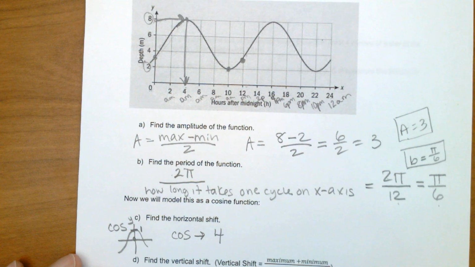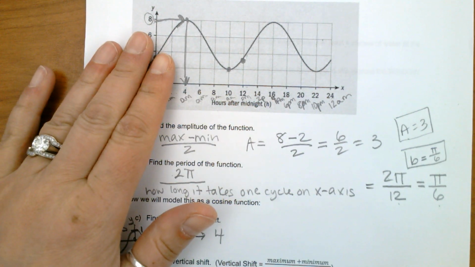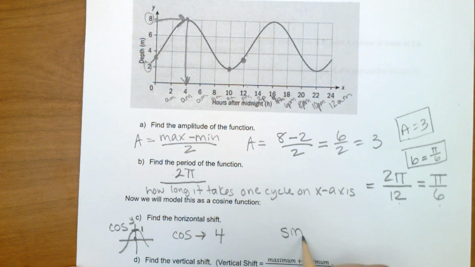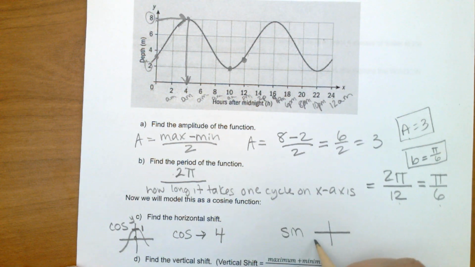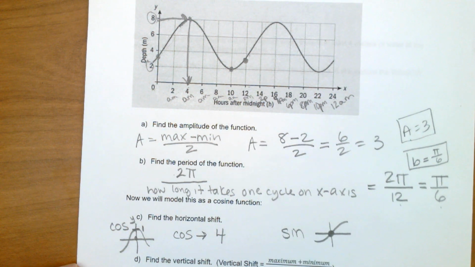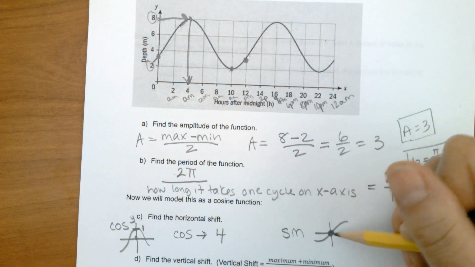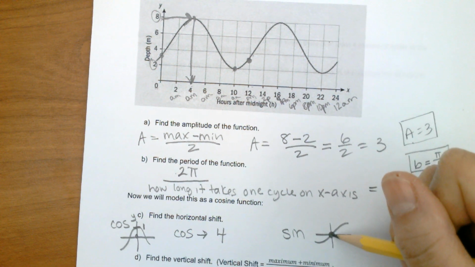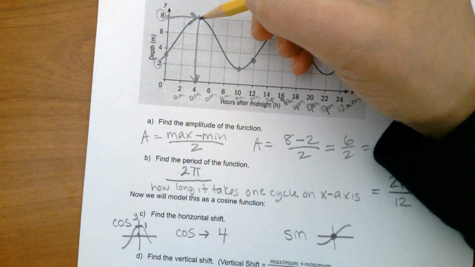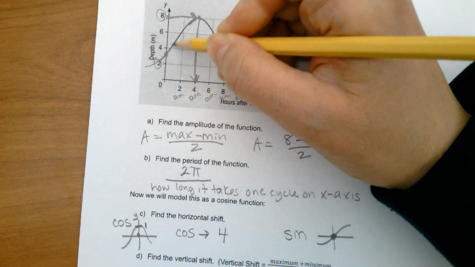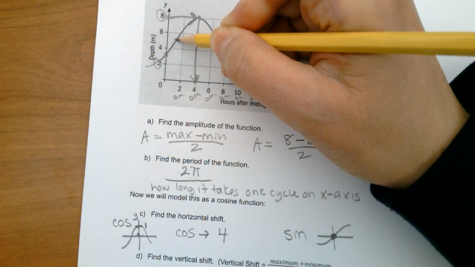All right. Now, what happens if this graph is an original sine graph? With sine graphs, it's the middle of the graph that is going to be shifted. The middle of the graph starts at 0 for sine graphs. So where would the middle of this graph be? Well, let's see. This looks like it would be to the bottom. So the middle of this graph looks like it would be about here.